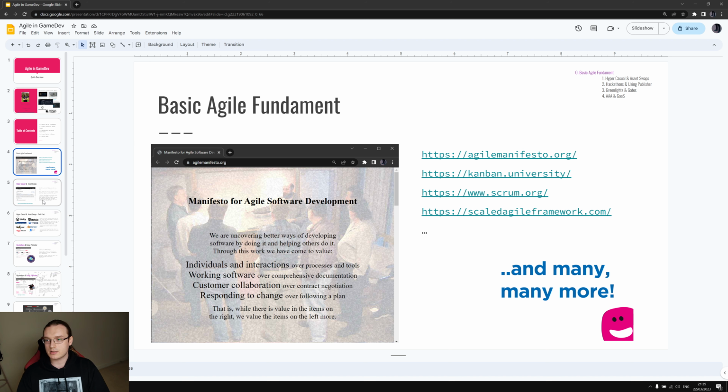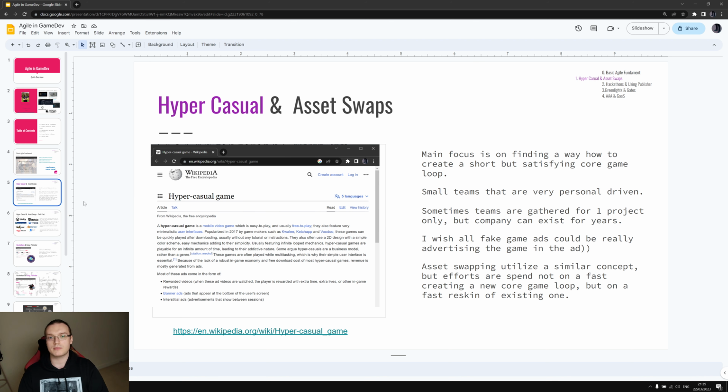So let's go to hyper-casual games and asset swaps. Here is Wikipedia and the description of hyper-casual games. For those who usually do only AAA games or PC games, there's a very interesting world of small games with small releases that are by default very agile by design, because the main focus is on finding a very short but still satisfying core game loop and delivering it.